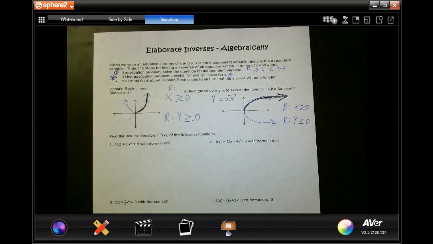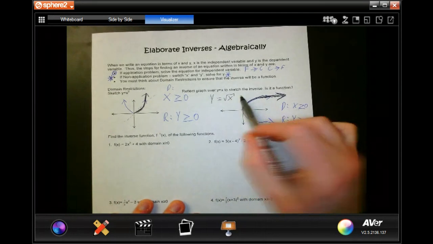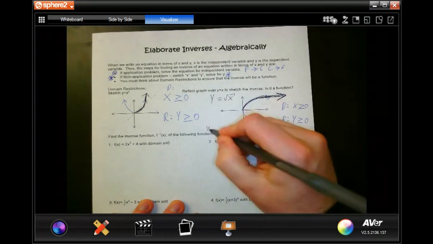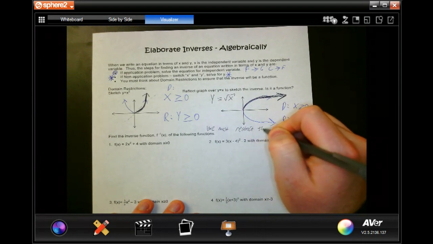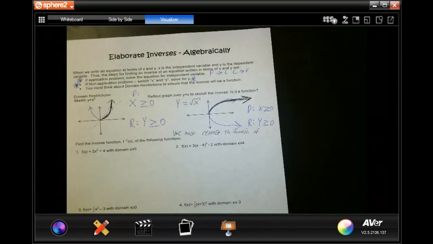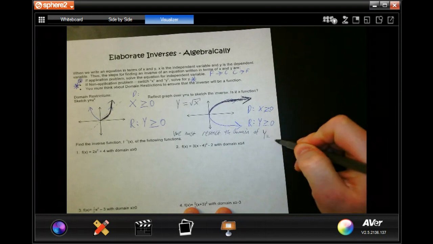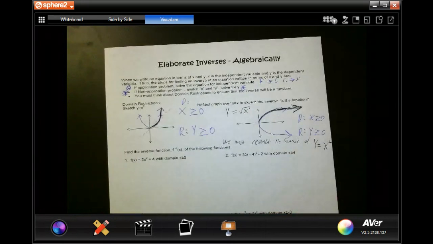Good. So the reason why we have these domain restrictions is because unless we wanted a non-function, which we don't, I want you to write this. We must restrict the domain of, this is very important, y equals x squared. We're restricting the domain of the original function so that the inverse will still be a function. Okay, make sure you've got y equals x squared. Now let's get to number one here that you guys did for the do now. Let's take a look.